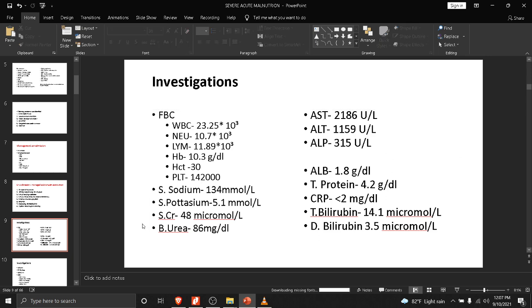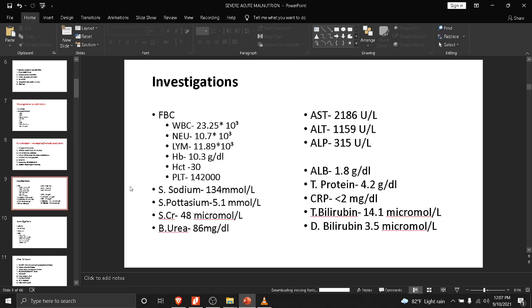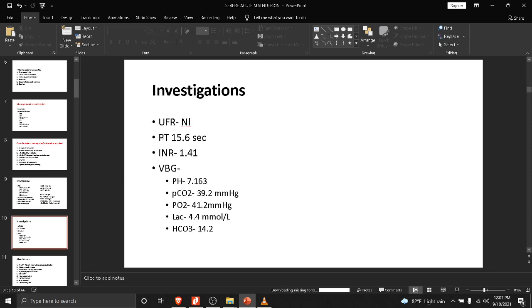Apart from the other investigations, the INR was 1.4, which was slightly elevated, and the VBG showed metabolic acidosis without any respiratory compensation. The pH was 7.163 with PCO2 39, bicarbonate 14.2, and lactate 4.4.